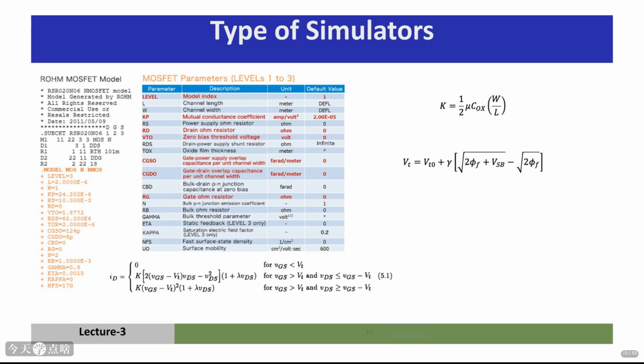The formula is shown here. K equals 1/2 mu COX times W over L, and VT equals VT0 plus gamma times the square root of 2 phi F plus VSB minus the square root of 2 phi F are just parts of the bigger picture, describing transconductance and threshold voltage.